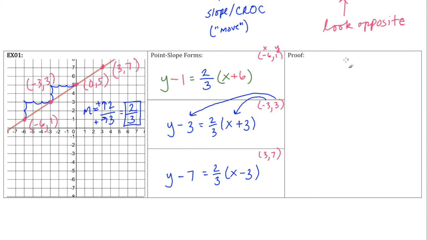I like this one. So y minus 1 equals 2/3 times x plus 6. Now, I used -6, 1 for this, so I'm going to use a different point. I like this one, 3, 7. So I'm going to use 3, 7. 3 goes here and 7 goes here. So 7 minus 1 equals 2/3 times 3 plus 6. Oops.